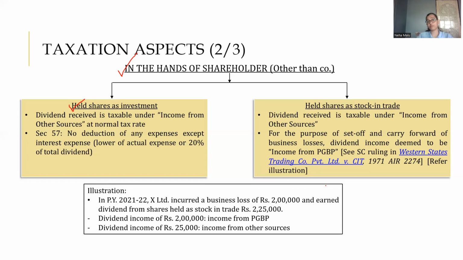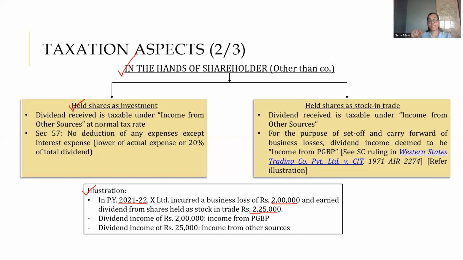Now, say for example, there's a business loss. In that particular case, the dividend amount received can first be utilized for setting off the business losses, and the remaining portion, if any, shall be taxed under the head of other sources. I'd like to explain this with the help of an illustration. As you can see, in the previous year 21-22, X Limited incurred a business loss of rupees 2 lakh and earned a dividend income from shares held as stock in trade of rupees 2,25,000.